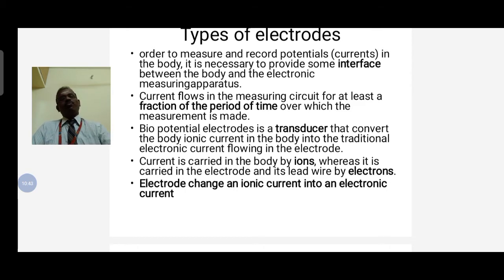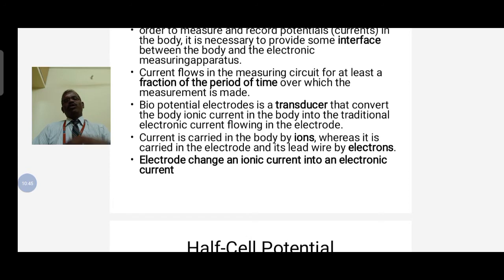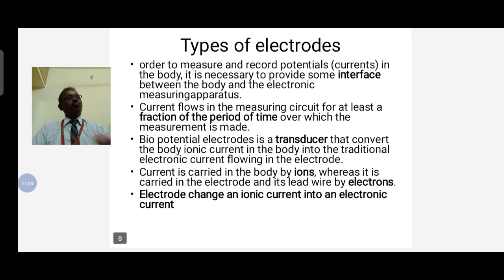This is the biopotential electrode. What is meant by biopotential electrodes? It acts as a transducer, converting the ionic current in the human body to traditional electronic current flowing in the electrodes. This is the biopotential electrode.